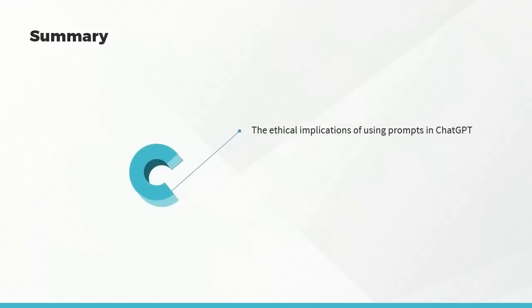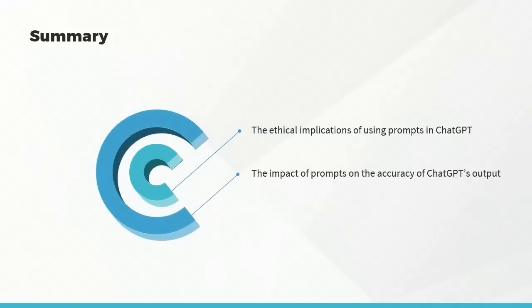Next, you reviewed the ethical implications of using prompts in ChatGPT. The way prompts are designed can inadvertently introduce bias into the responses. Therefore, prompt engineers need to be vigilant in designing prompts that are fair, unbiased, and representative of a wide range of perspectives. Another factor to consider is the impact of prompts on the accuracy of ChatGPT's output. Poorly designed prompts can lead to inaccurate and irrelevant responses, which can negatively impact the user experience. Conversely, well-designed prompts can help the model produce accurate and applicable responses that better meet user needs.